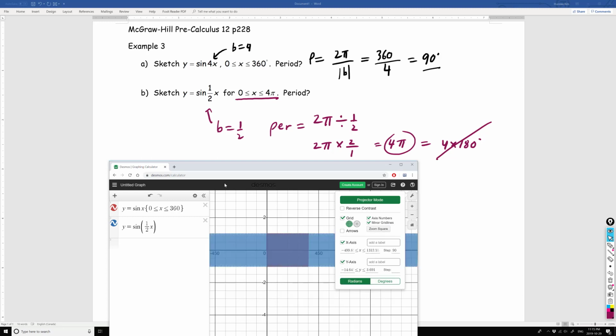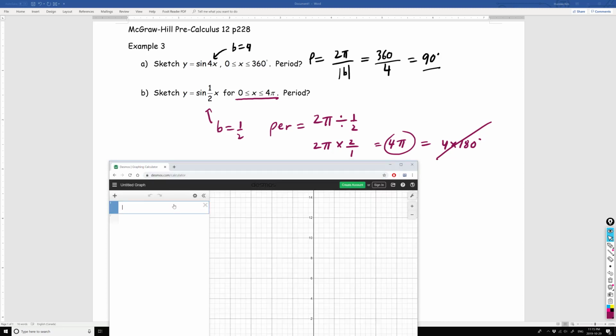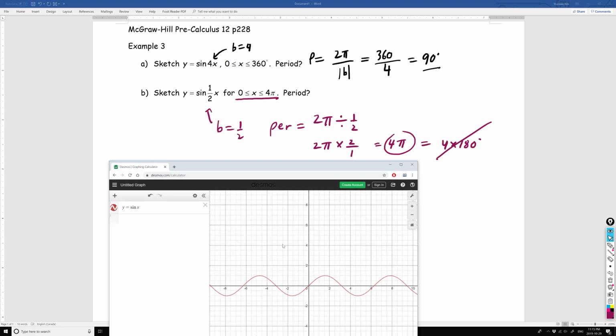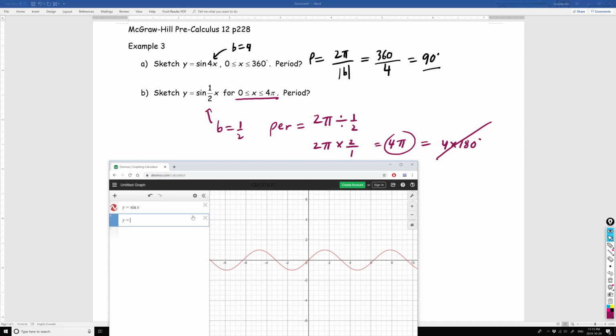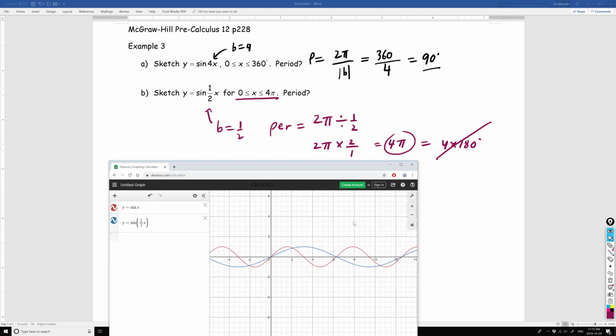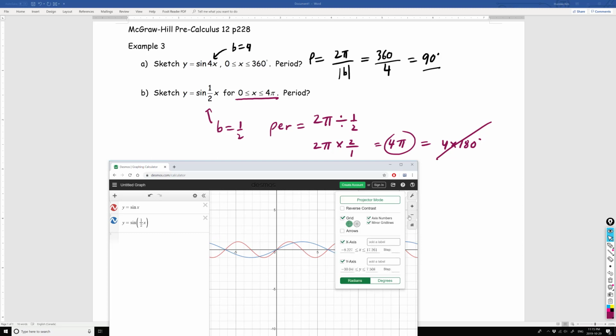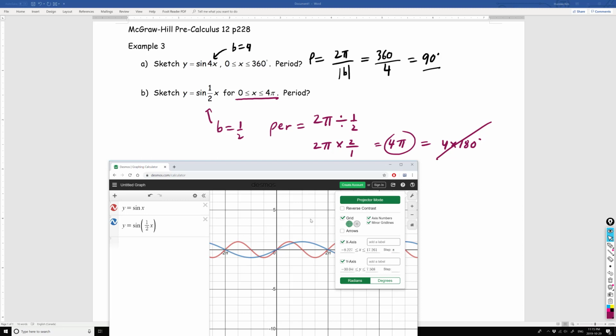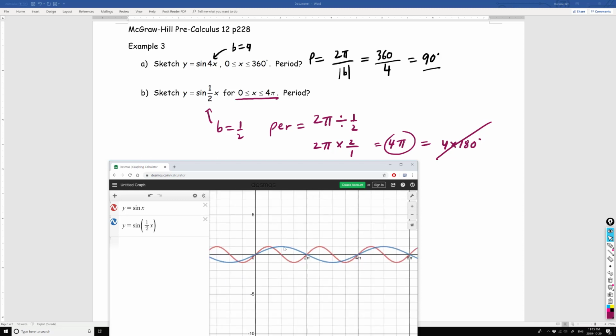and we better reset the default here. Let's just refresh this page. So if I type in y equals sine x, you can see this is our classic graph. Y equals sine 1/2 x. Put a bracket there, 1/2 x. You can see that it's wider. Let's change the step to pi. And you can see that certainly the graph goes up, down, and up, and it takes 4 pi for this second graph to repeat.